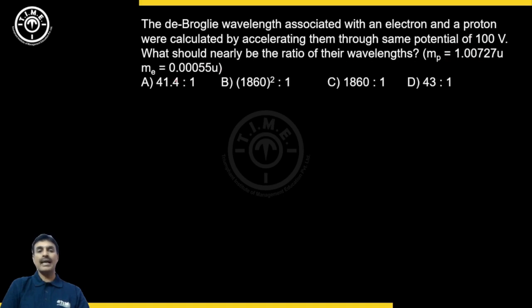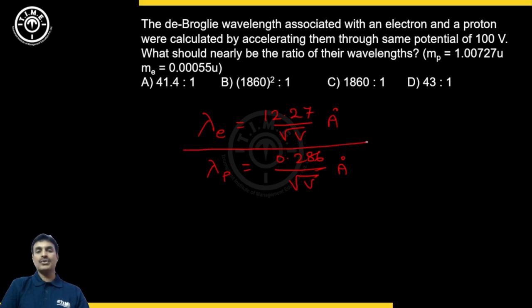Mass of proton and mass of electron are given. See, already we have a simplified value for the wavelength of electron, which is 12.27 by root V in angstrom, and lambda of proton, that is 0.286 by root V angstrom. In both cases, V is the same, 100 volt. So root V gets cancelled if you divide these two, and we are asked to find that ratio, right?